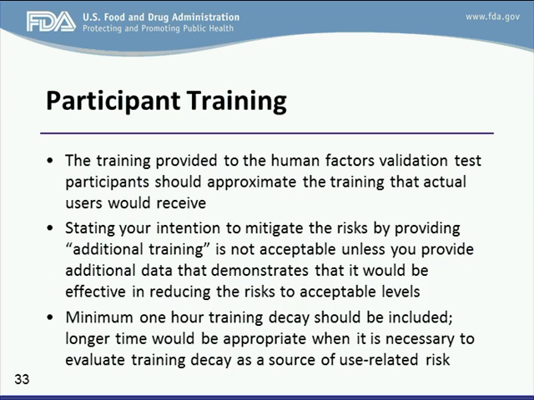Regarding the participant training, again, the training offered in the human factors validation testing should match the representative training. Between the training and the human factors performance testing, the guidance recommends minimum 1 hour training delay. Similar to the labeling change, if you intend to use training as a risk mitigation measure, you need to provide the follow-up testing data to demonstrate the effectiveness of that risk mitigation measure.